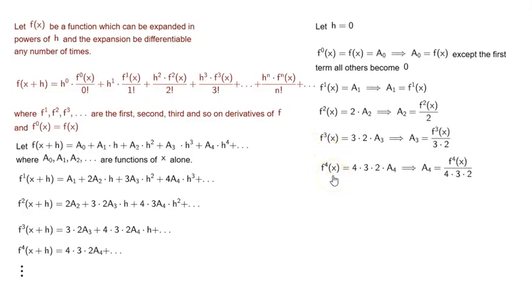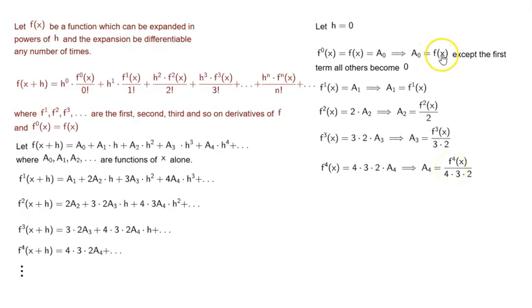Fourth derivative of f of x is equal to 4 times 3 times 2 times a4, which implies a4 is equal to f4 of x divided by 4 times 3 times 2. f1 of x, if it is just like that, we can write it as f1 of x divided by 1. And here the denominator we can write as 2 times 1. Here we can write it as 3 times 2 times 1. Here we can write it as 4 times 3 times 2 times 1. So that reminds you of a pattern of a factorial.